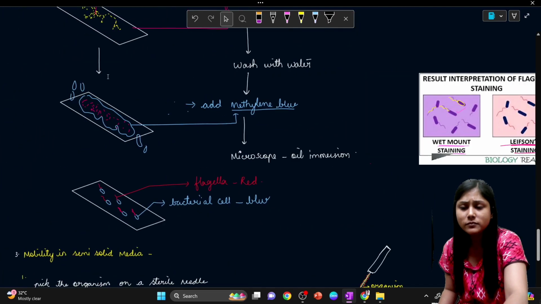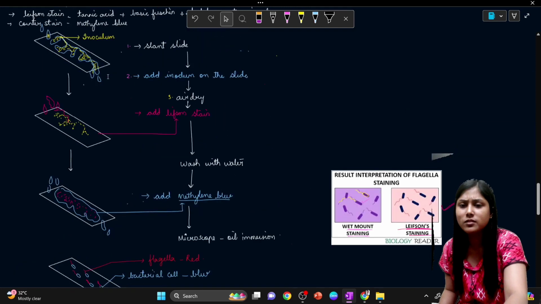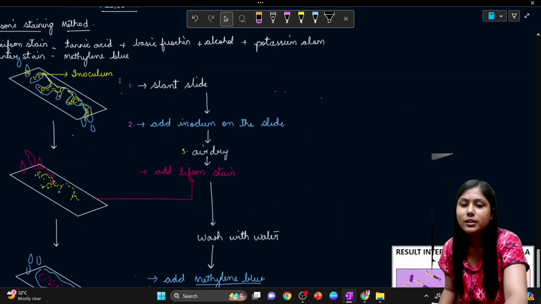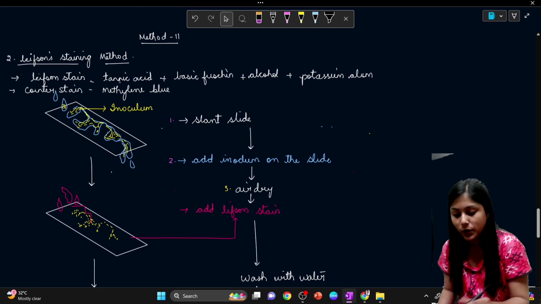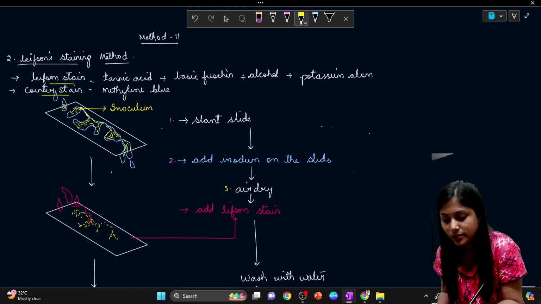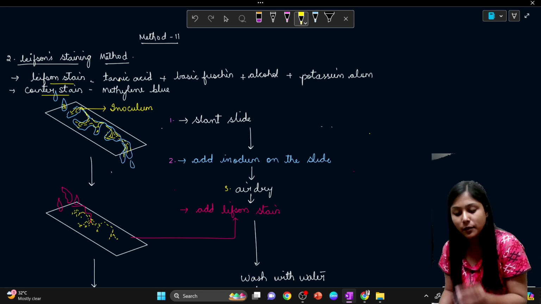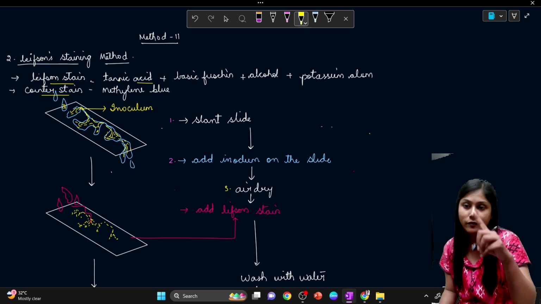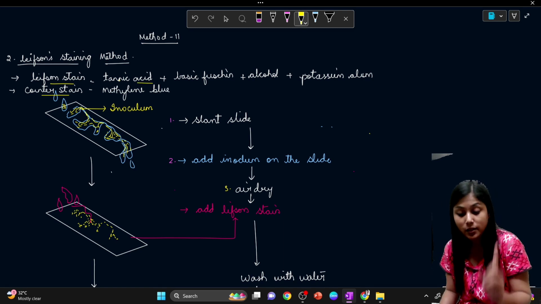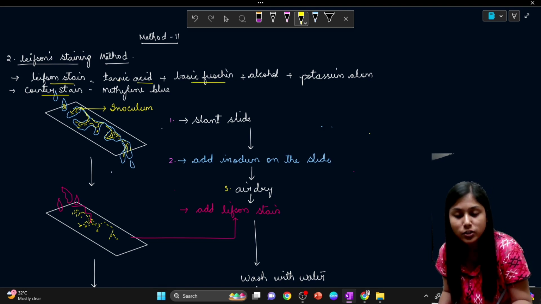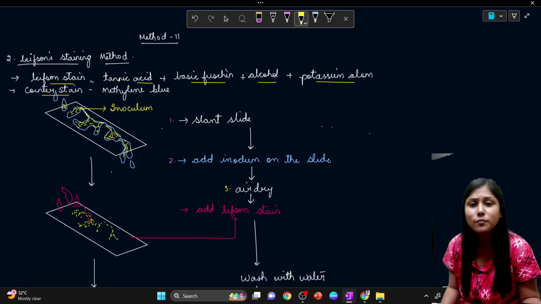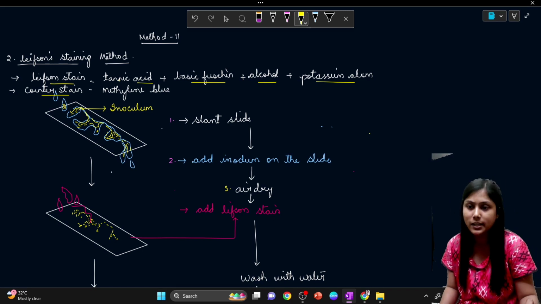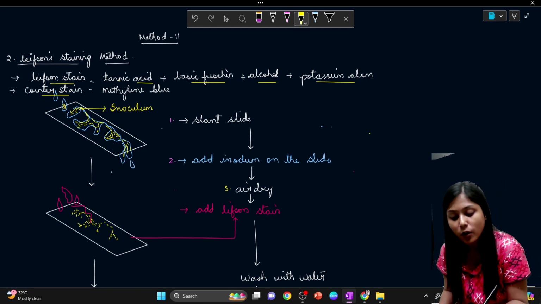It's again the same thing, only the type of stain you're using is a little different here. In the Leifson staining method, we are using Leifson stain and a counter stain. Now the Leifson stain is made up of tannic acid. Same thing, we used tannic acid in wet mount as well, but here we are going to use basic fuchsin, alcohol, potassium alum solution, and tannic acid. Now in the counter stain we are going to use methylene blue.